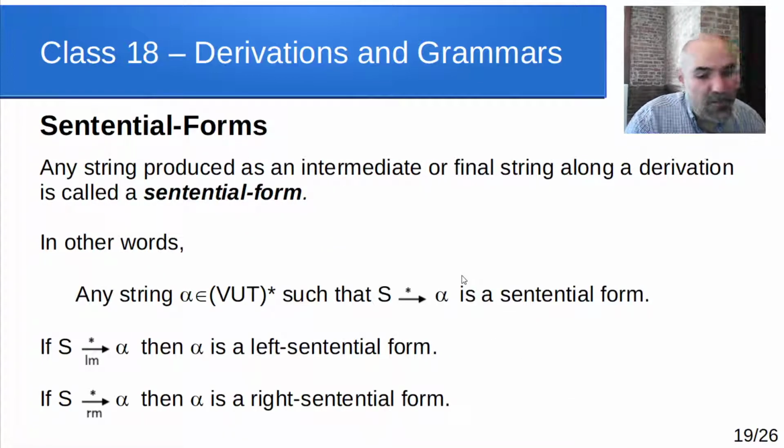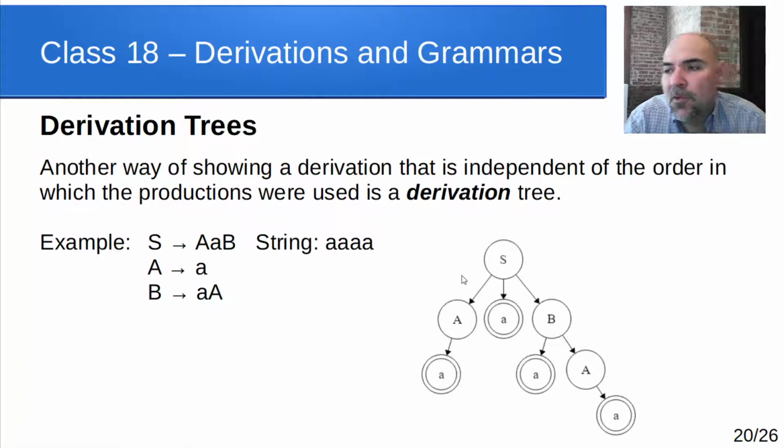Okay, so we know what sentential forms are. We've defined those. We know what the difference between left and right sentential forms are. We know what a derivation is. So now let's look at this concept of what's called a derivation tree. A derivation tree is a way of showing a derivation that's independent of the order in which the productions were used. Those derivation trees can be important because, while the order might matter sometimes, in this particular case, it's important to note that the derivation tree does not show which of these gets expanded first. So S produces AAB.